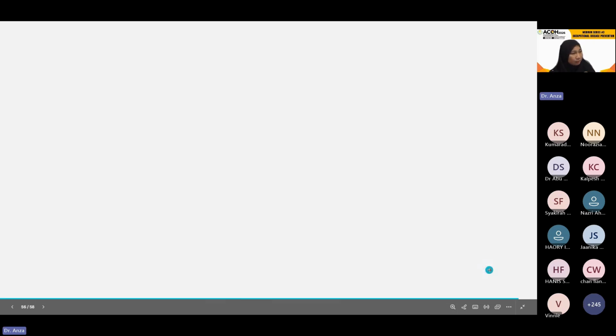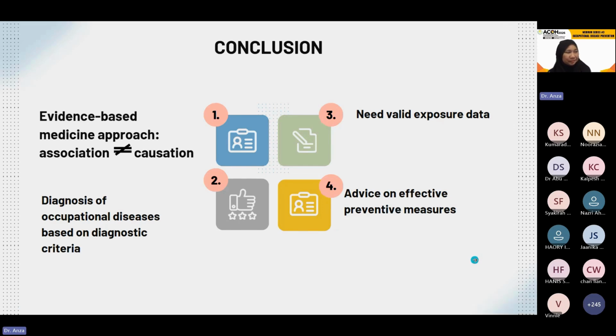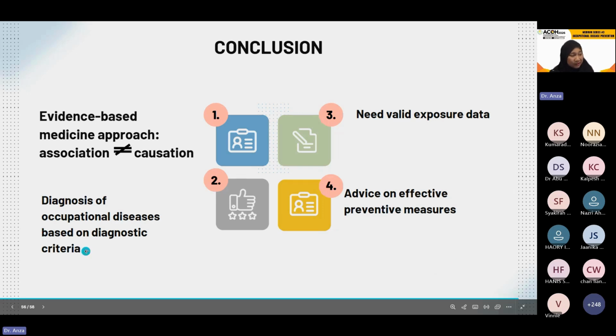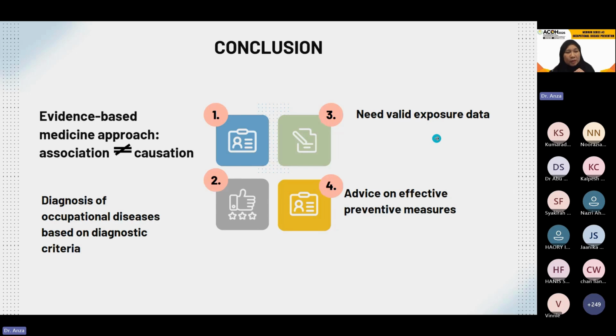Okay, so to conclude, diagnosis of an occupational disease is an evidence-based medicine approach. It is an applied clinical epidemiology, right? So diagnosis of occupational disease is based on diagnostic criteria. Thirdly, we need to have valid exposure data. And lastly, from all this, we can have effective preventive measures.